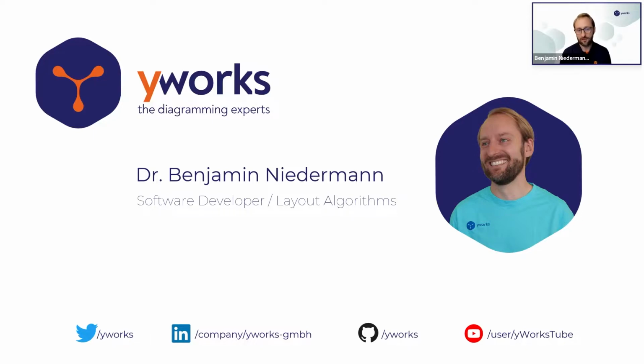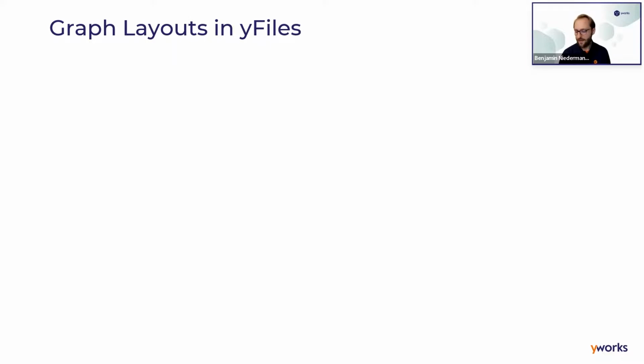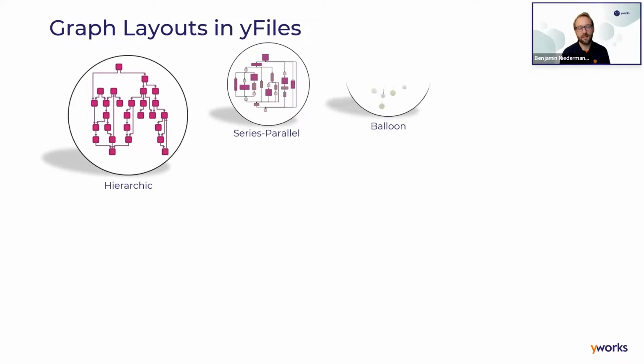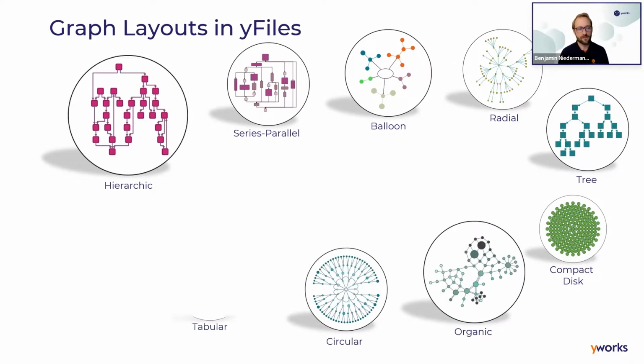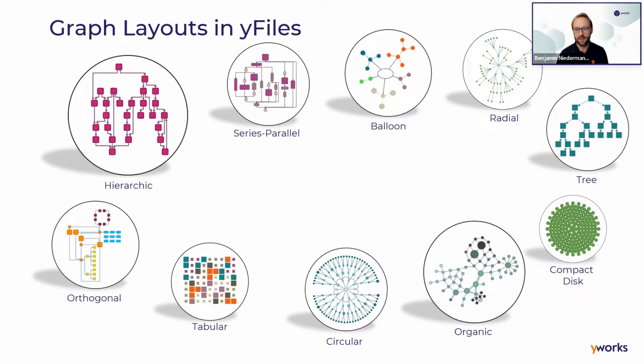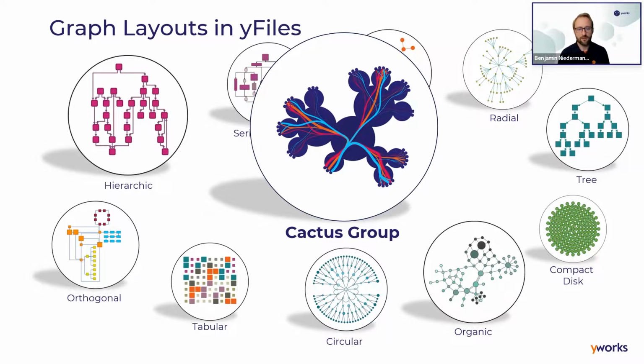A large part of the yFiles library are the layout algorithms. There are many different types of layouts that you can use to visualize your data. For example, the hierarchic layout, but also tree layouts, more organic layouts, or more orthogonal layouts. And today I would like to introduce you to the newest layout of the yFiles library, namely the Cactus Group Layout. This Cactus Group Layout is very special compared to all other layouts because it breaks with some visualization principles that are enforced by all other layouts.